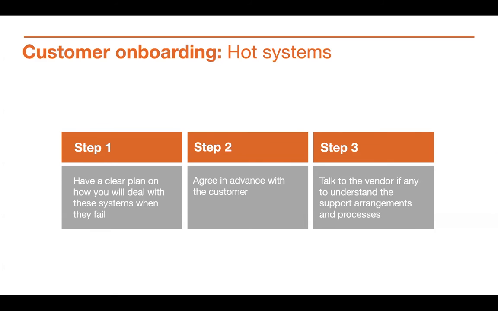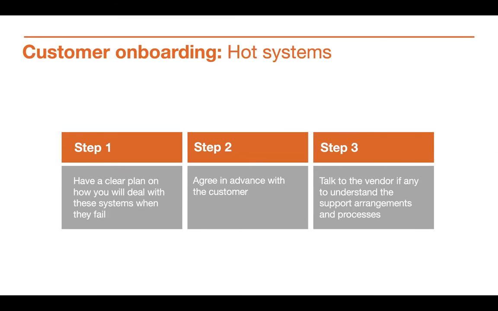is agree in advance with the customer a plan of action of how you will deal with that. Now, step 3 may involve a third party. So a third party may be the company that has created this app, this application. So you need to have in place with them an OLA, operational level agreement, of how you will deal with that in the event of an outage.